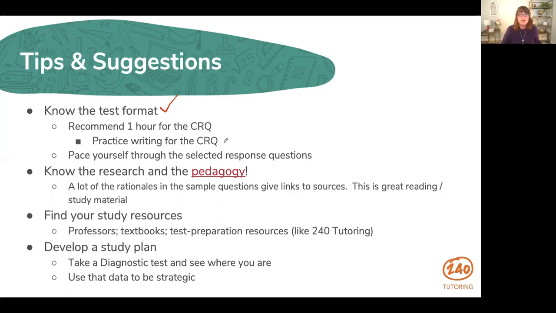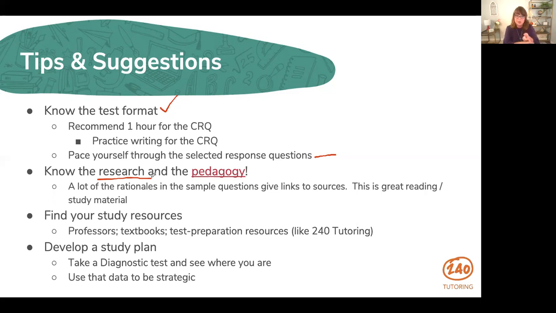We're going to get to the CRQ in several weeks. We're going to go through all the selected response questions, and then we're going to come to that CRQ. You need to pace yourself through the selected response questions. Don't spend too much time on one or you will not finish. Know the research. You're going to see that a lot when you go back and read those descriptive statements and the competencies that I talked about, and you've got to understand pedagogy. This is a very pedagogical exam. So not only do you need to know terminology and vocabulary and best practice, you've got to be able to apply in scenarios like you just saw.